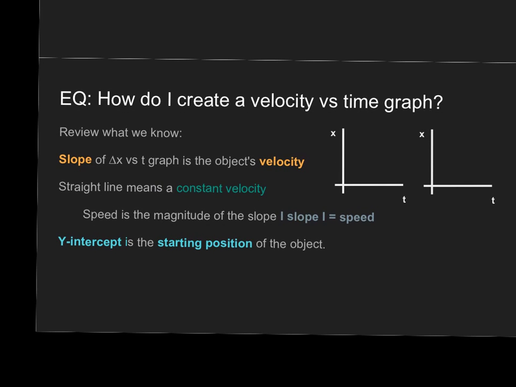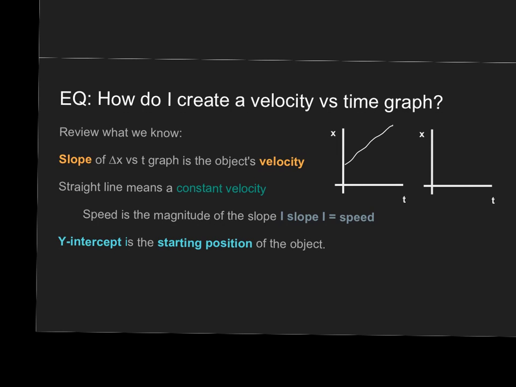So there we are. Our essential question for today: how do I create a velocity versus time graph? And we're reviewing what we know. What we know so far is that the slope on a position versus time graph tells you the object's velocity. If that slope happens to be a straight line, which is what I tried to draw there with my finger, but got a little wavy, that tells us that it has a constant velocity, because a straight line would have a constant slope, and since slope equals velocity, straight line, constant slope, constant velocity.